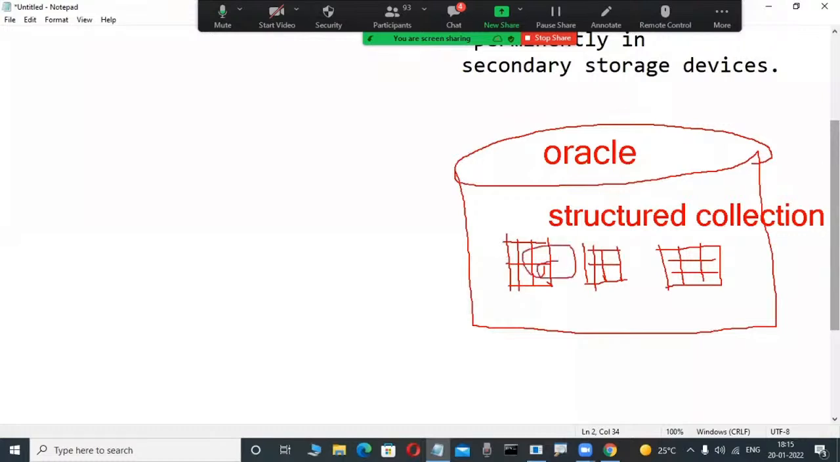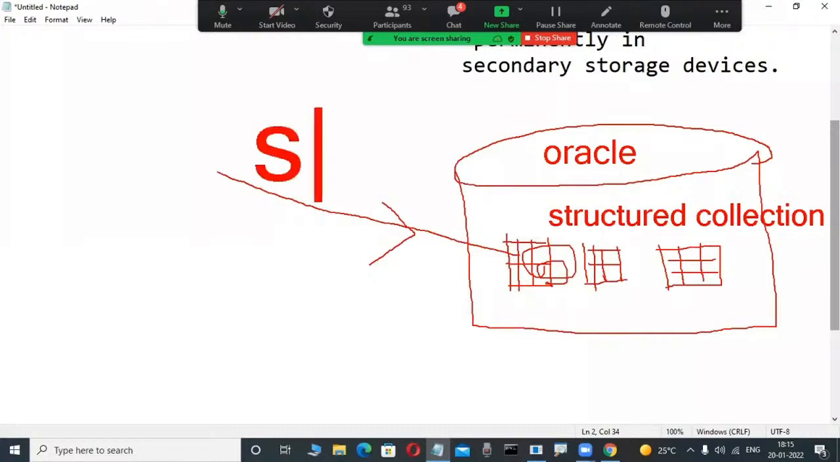Once we have a structured collection of data, we need a language to operate on this data. What is that language? Maybe anybody has an idea? SQL, the structured query language. Through this language only, we operate on the structured data in relational databases. But MongoDB and those types of databases are different. There is no SQL there.